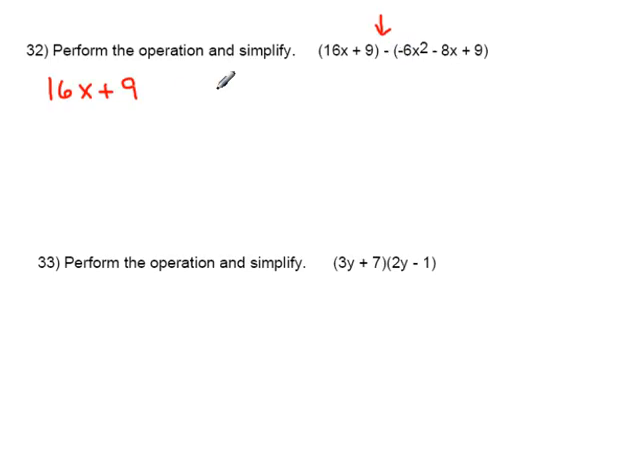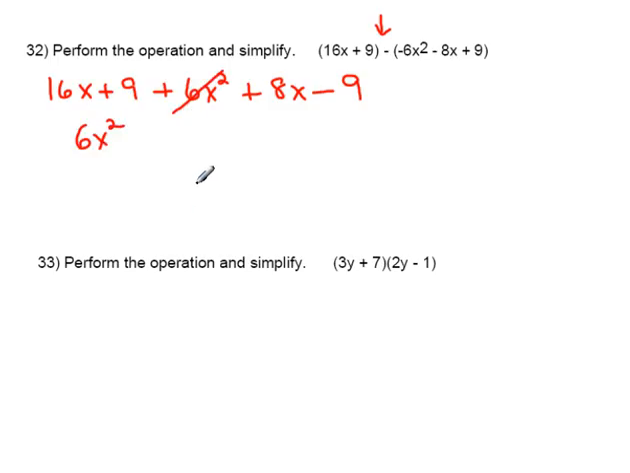So negative times a negative, that's going to be positive 6x squared. Negative times a negative is positive 8x. Negative times a positive is a negative 9. And now I'm just going to collect like terms starting with my highest exponent. So my highest exponent is 6x squared, and I do not have any other x squared terms, so I'm just going to bring that down.